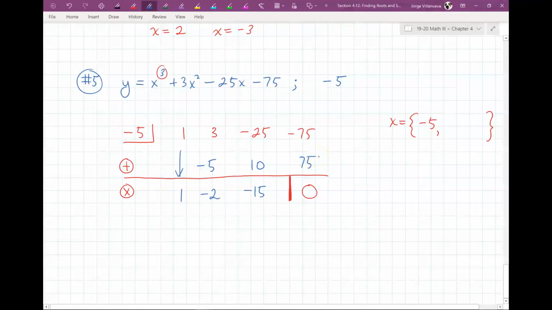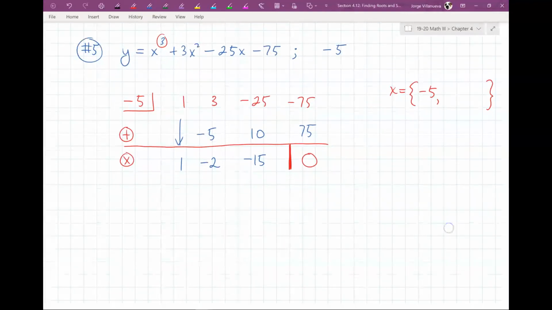So good. We're getting what we're supposed to. That should make you feel good about the work you did because that means you didn't mess up. Okay? Everything's working out okay. So now that I've done that, I'm going to write my answer out. Okay? So this would be a 1x squared minus 2x minus 15. Okay, that's my solution. That's my quotient.